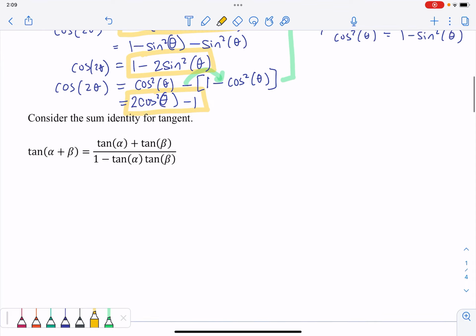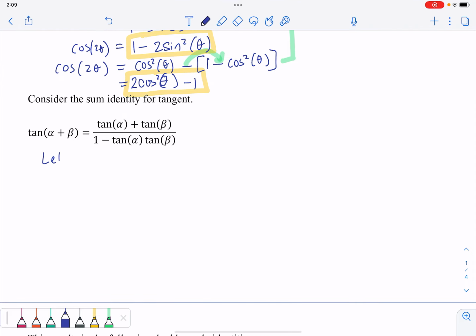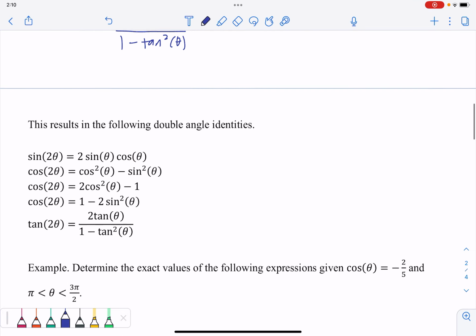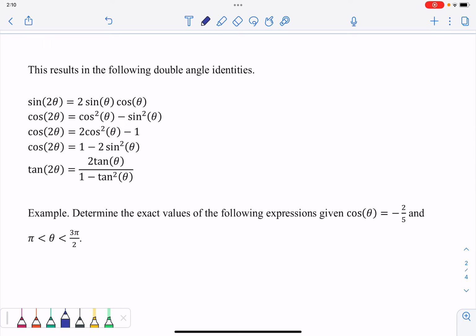All right, let's do the last one for tangent. So same approach. Let alpha equal beta equal theta. So then tangent of theta plus theta, now this is really 2 theta, so I'm developing the double angle identity for tangent, is just tangent of theta plus tangent of theta over 1 minus tangent of theta times tangent of theta, which is 2 tangent of theta all over 1 minus tan squared of theta.